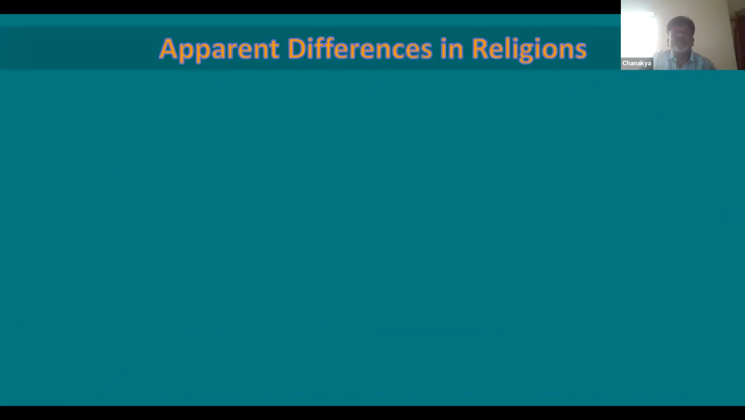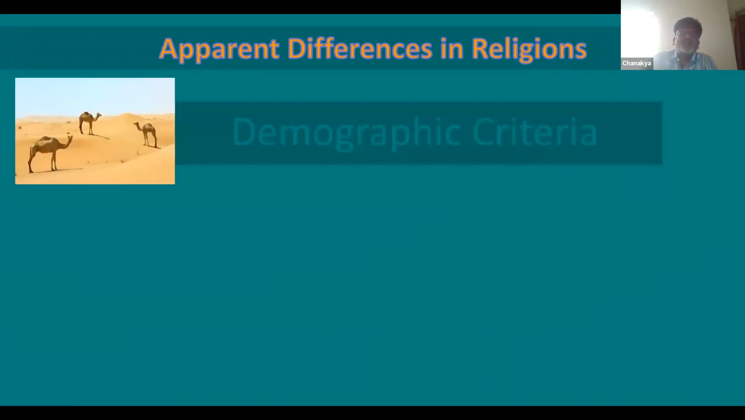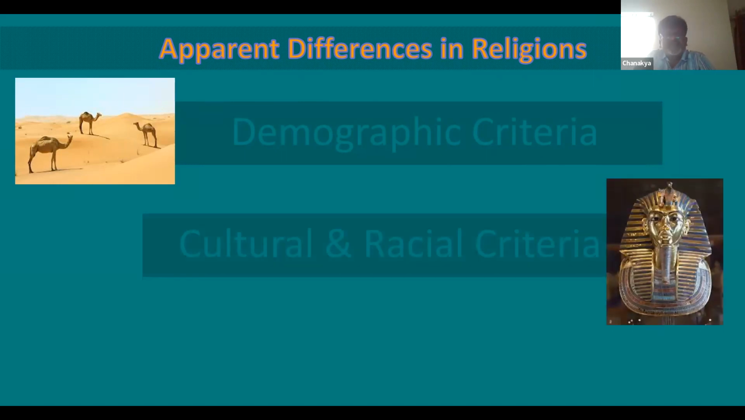The other thing that we have to know is the apparent differences that are there in the religions. Yes, we can easily observe those apparent differences, and this is based on, number one, the demographic criteria. Definitely the religion has to do with the demographic area, because the God of a particular religion has something to do with the soil. Number two is, yes, God, or the difference in religion. Now, when I say God, it is nothing but religion, because religion revolves around God. And it also depends on the cultural and racial criteria.